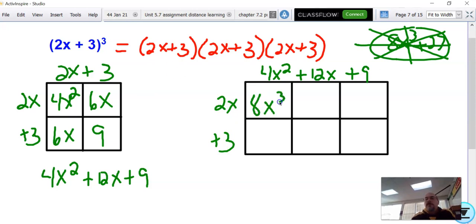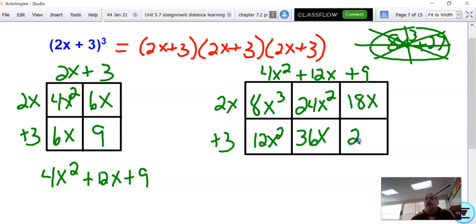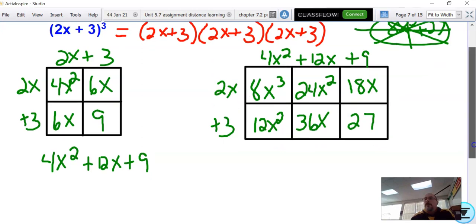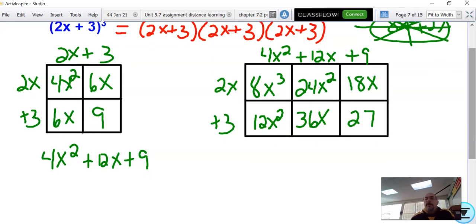Hopefully I don't mess up. Oops, I forgot the squared on that one. Almost messed up. All right, I'm going to double check myself here really quick.